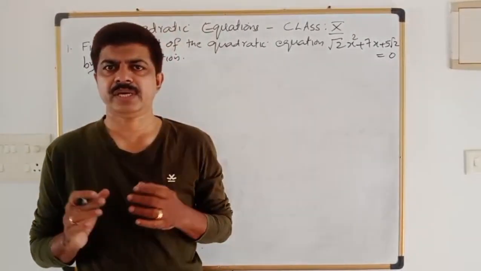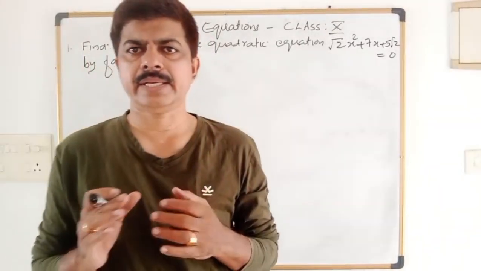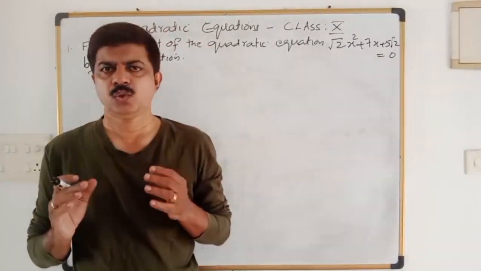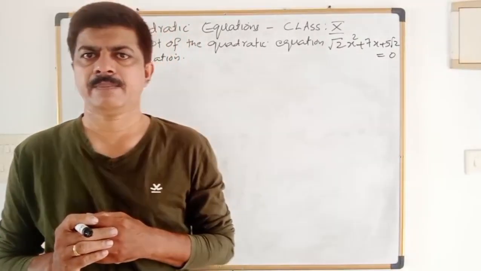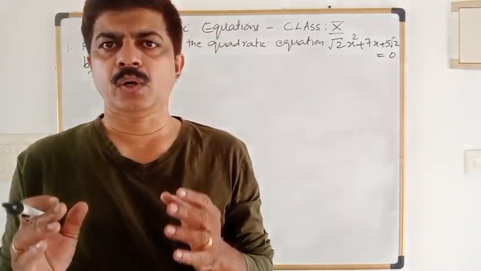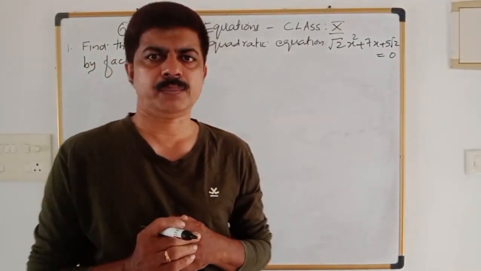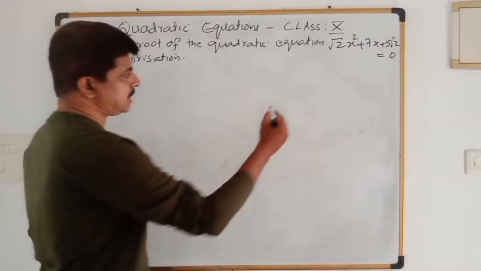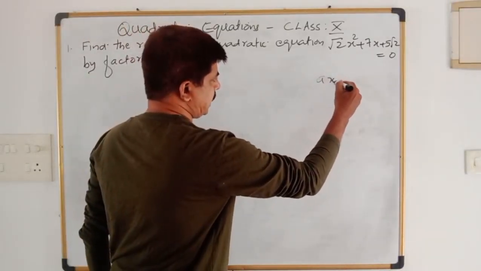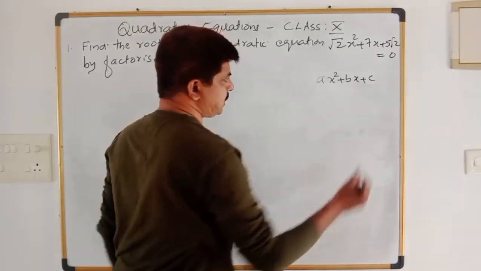In this video, we are going to discuss important questions on the topic quadratic equations. Students, do you know what a quadratic polynomial is? Yes, a polynomial of degree 2 is called a quadratic polynomial. What is the general form? This is the general form of a quadratic polynomial: ax square plus bx plus c.